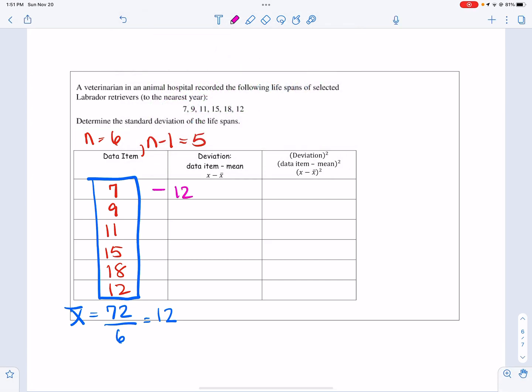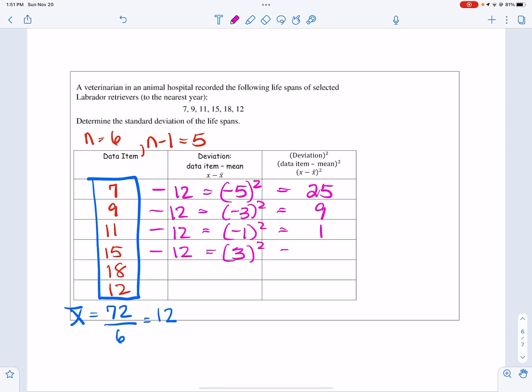So subtract 12, I get negative 5. Negative 5 squared is 25. Subtract 12, I get negative 3. Negative 3 squared is 9. Subtract 12, get negative 1. Negative 1 squared is 1. Minus 12 is 3. 3 squared is 9. Minus 12 is 6. 6 squared is 36. Minus 12 is 0. 0 squared is 0.